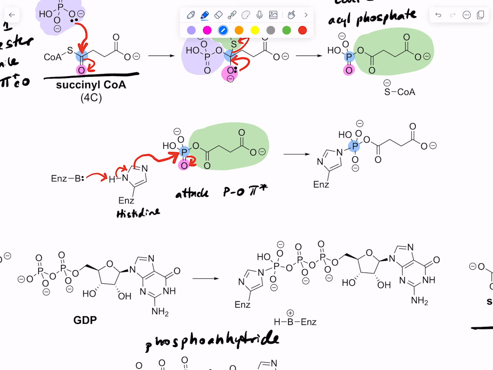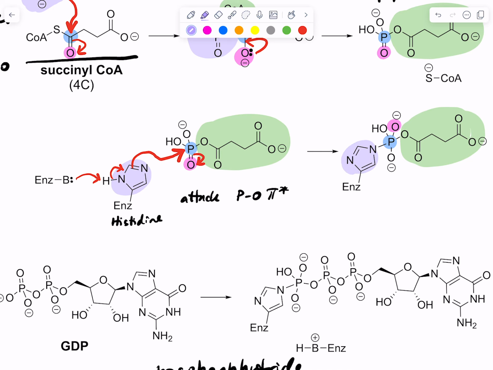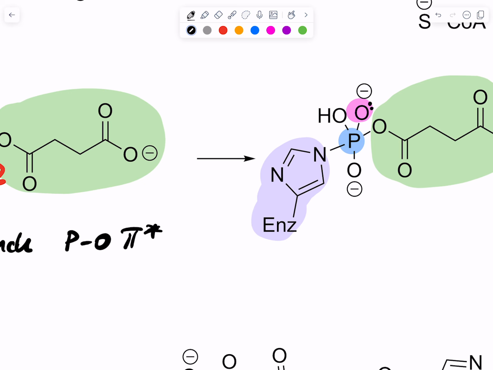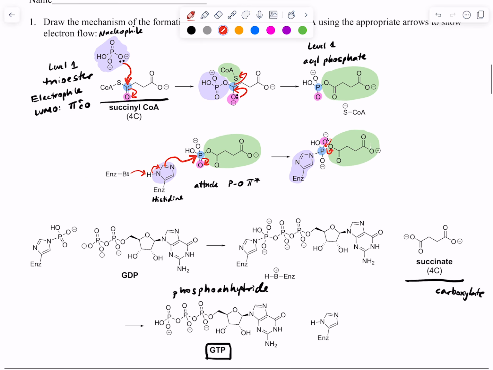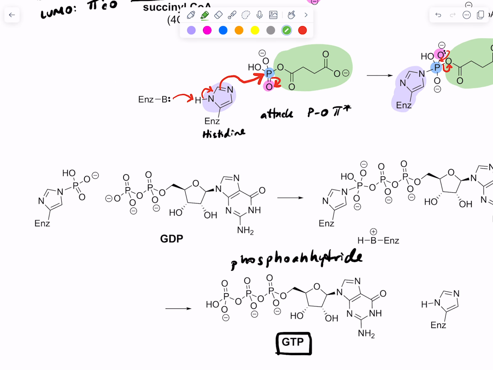Again, in that intermediate, the phosphorus is there, the phosphoryl oxygen is there. Our leaving group is this carboxylate. And of course the enzyme side chain was the nucleophile. Electrons here on the negatively charged oxygen are going to kick down, restore the pi bond, and the leaving group leaves. And that generates our succinate as a leaving group. And now the phosphate group is attached to the enzyme here.